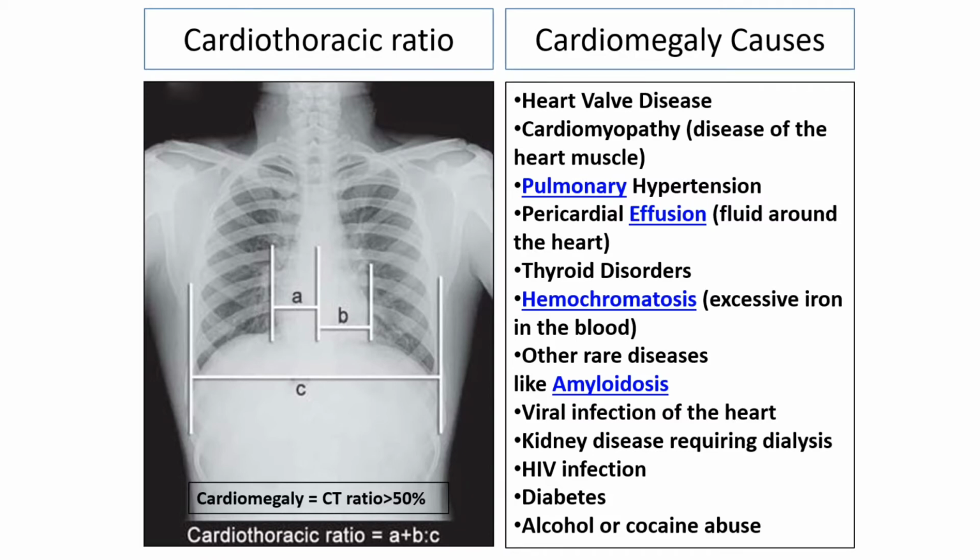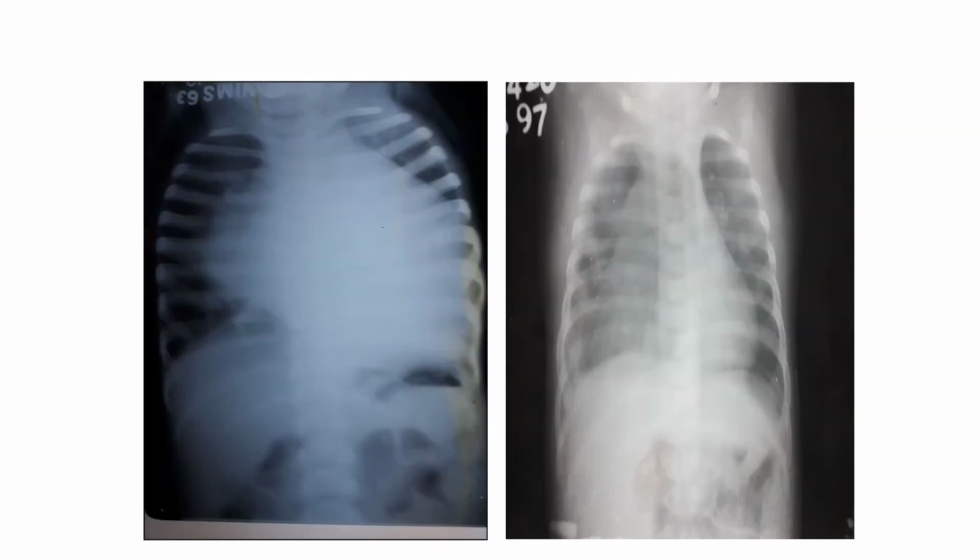If this is more than 50%, this is cardiomegaly, and that may be due to heart valve disease, cardiomyopathy, pulmonary hypertension, pericardial effusion, any thyroid disorder, hemochromatosis, and other rare diseases like amyloidosis or viral infection of the heart, such as viral myocarditis, kidney disease requiring dialysis, HIV infection, diabetes, alcohol, or other causes. So guys, in both these pictures you should evaluate. As in this picture you can see this is the cardiac size. Clearly we can see this is cardiomegaly.